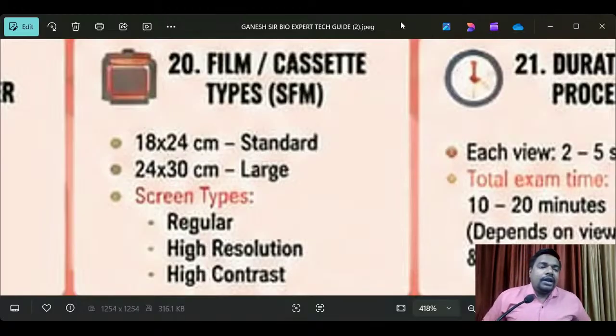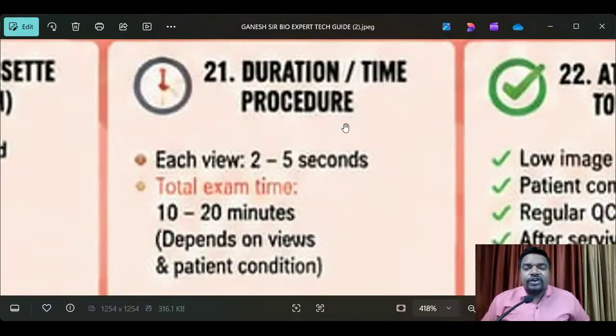Yes. Now come here. Today we are discussing radiology medical equipment, that is mammography. Now come to this: mammography time, duration and time procedure. This is very, very important. Understand? The duration of the procedure is 2 to 5 seconds for each view.